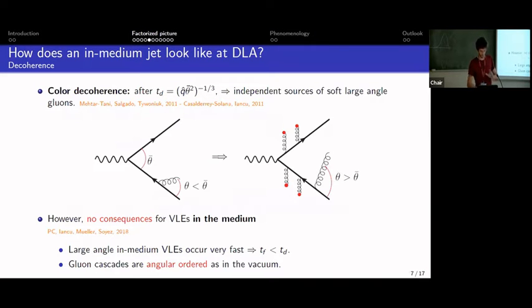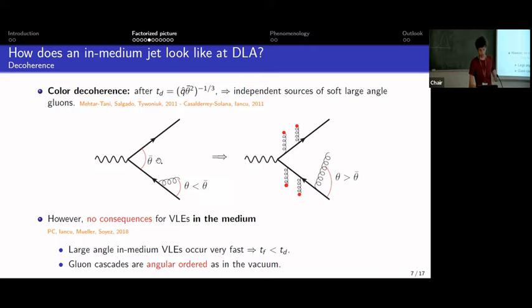So now let me discuss a bit the role of color coherence and color decoherence, because what I've discussed so far is just the emission spectrum of an initial colored object like a quark or a gluon. In particular, if we want to understand the soft radiation pattern, we need to also look at how soft gluon radiation is distributed if you start with a dipole. In this case, I will discuss a color singlet dipole with a given opening angle theta bar.